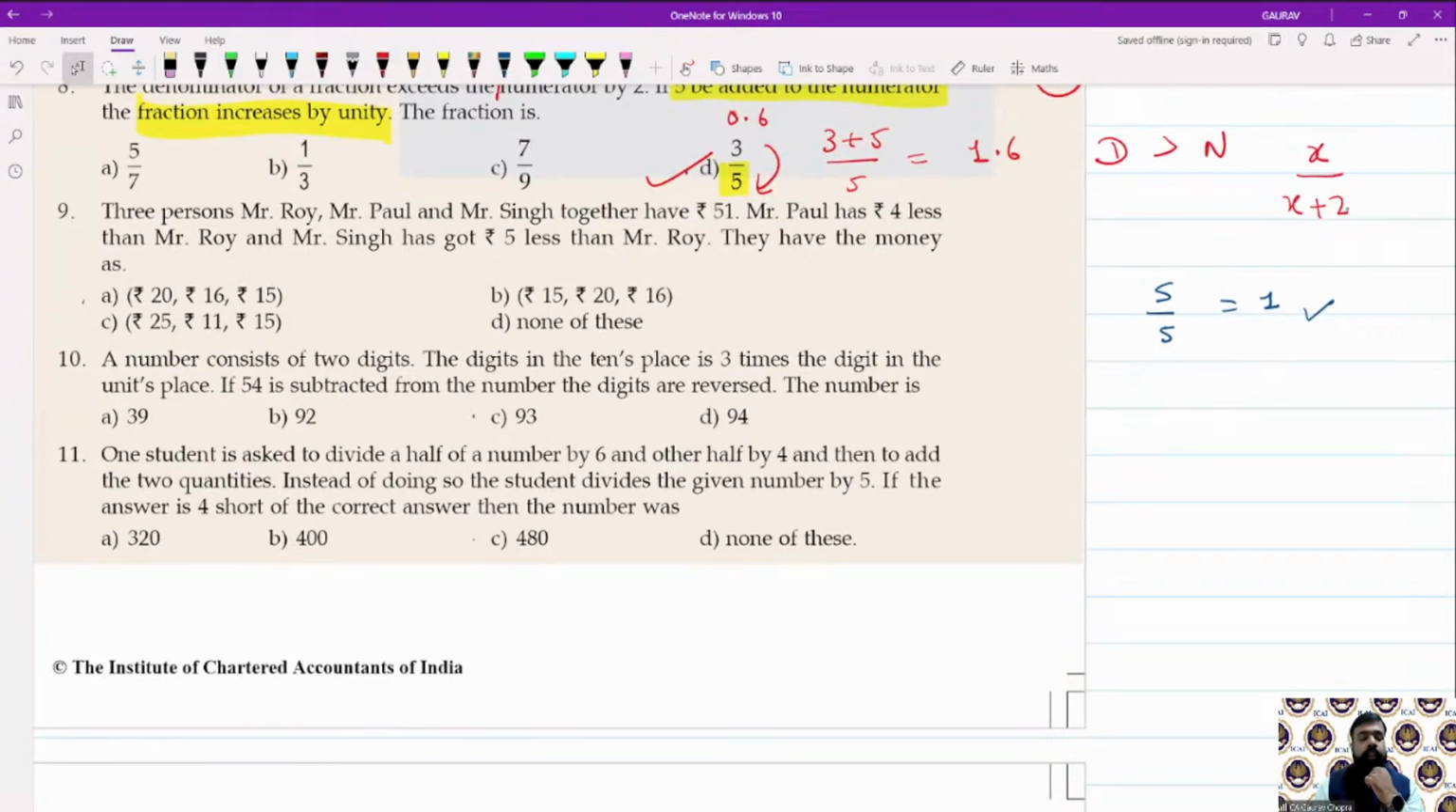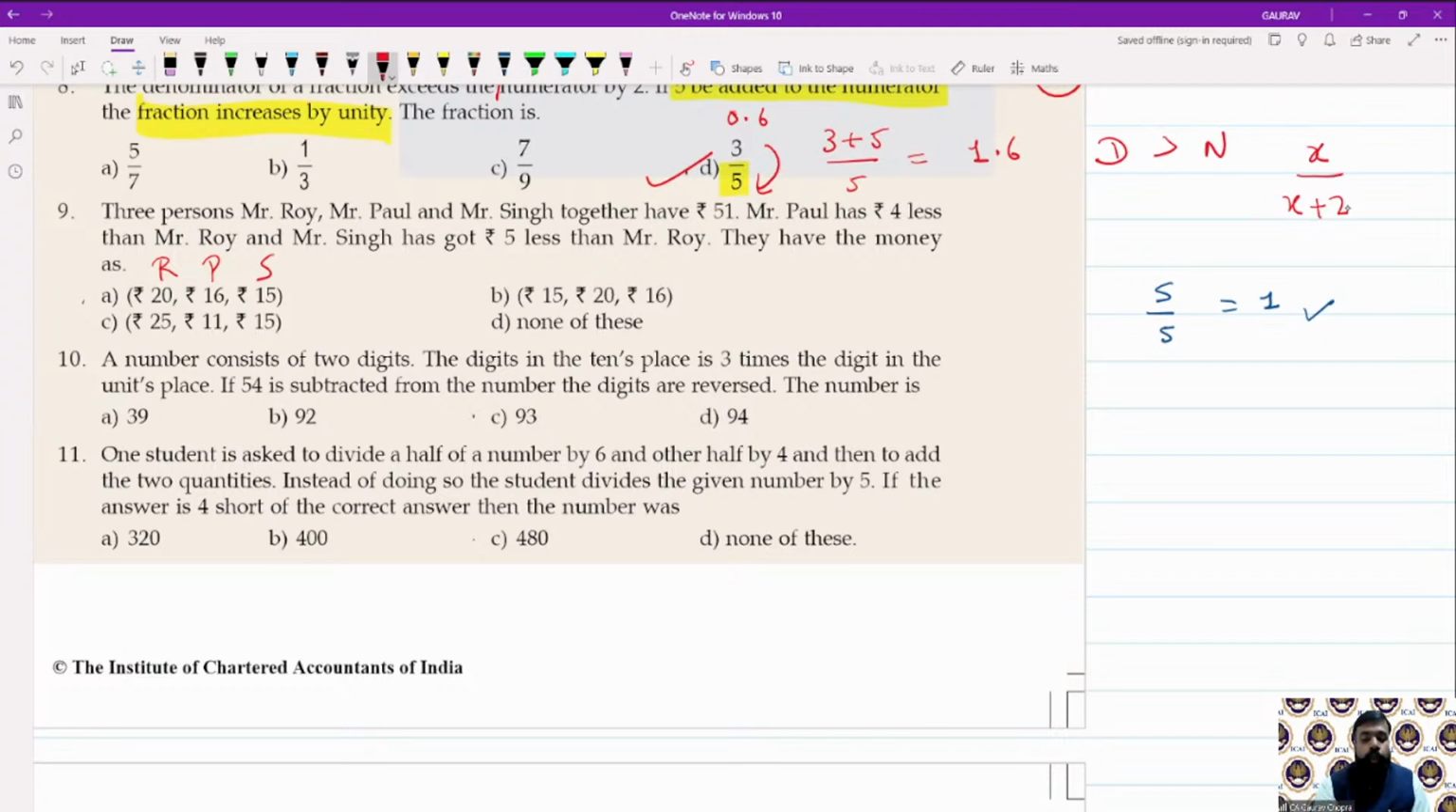Then comes question number 9. 3 persons, Mr. Roy, Mr. Paul, and Mr. Singh, together have rupees 51. इन 3 persons के पास जो total money है, the total money available is rupees 51. Now Mr. Paul has 4 rupees less than Mr. Roy. Now if you check this condition from the options, which one will be correct? Roy is on first place, Paul is on second place and Singh is on third place. And now the difference is of rupees 4. So Paul has 4 rupees less than Roy.